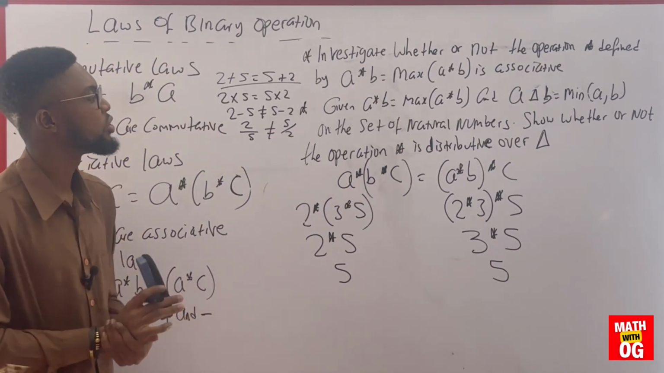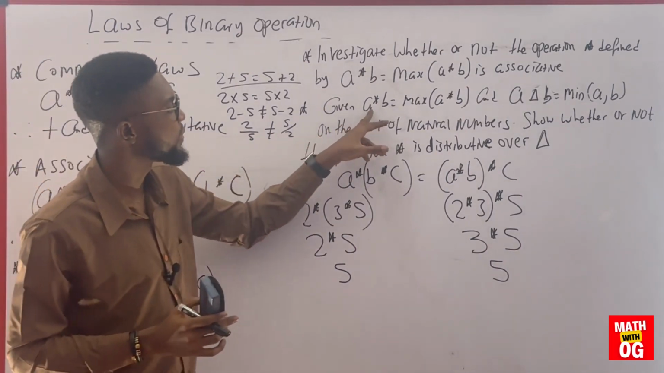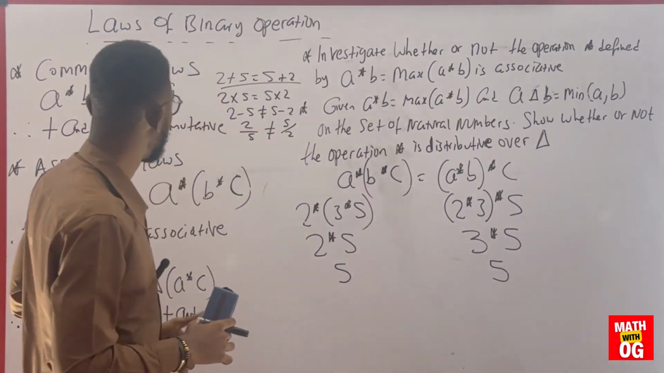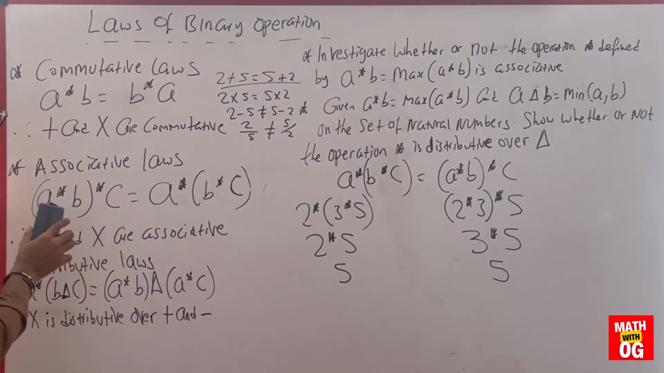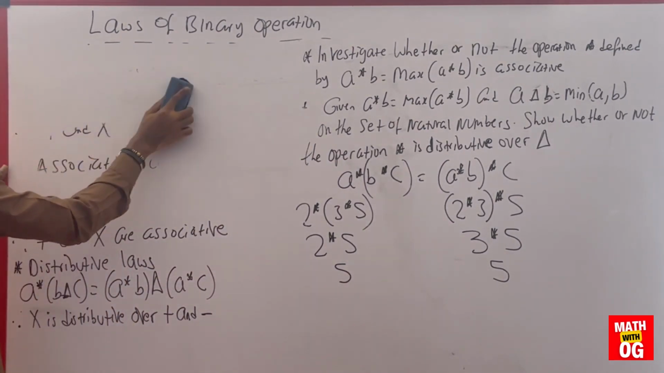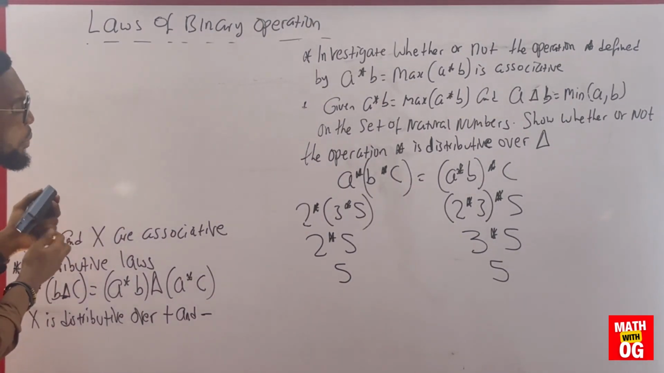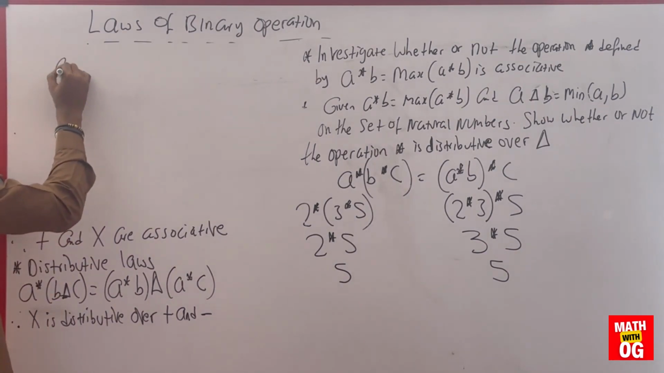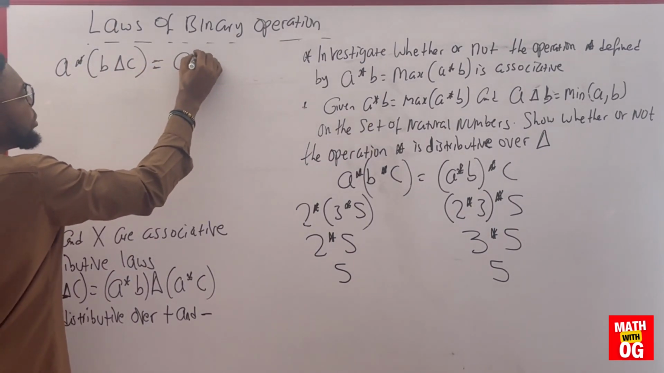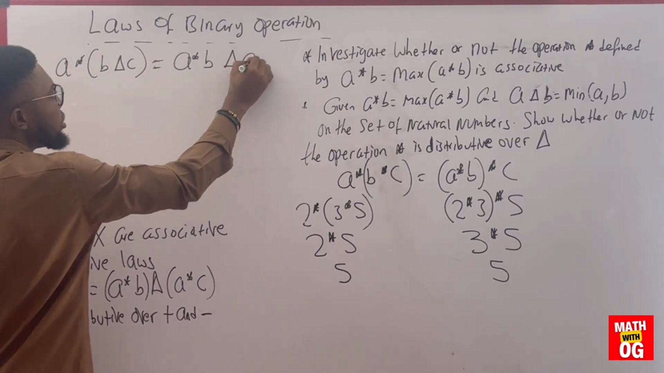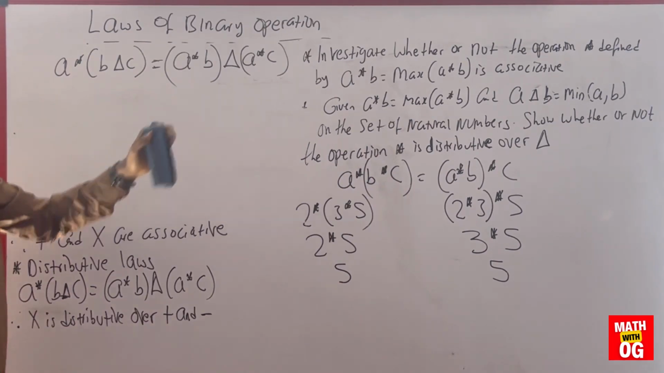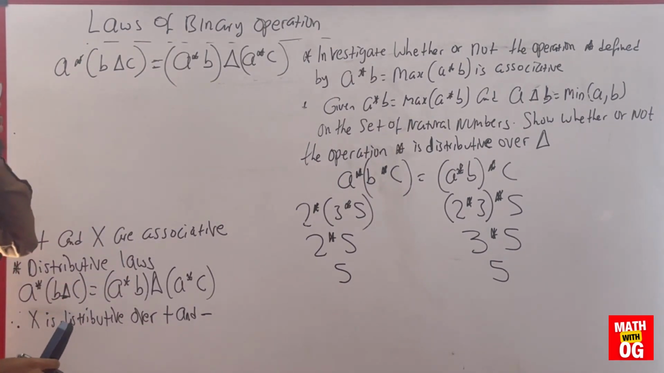Now the next one, we have to check whether or not this operation here is distributive over this operation. So let me wipe this part of the board. Now for that operation to be distributive over the other operation, it means A operation (B operation C) should be equal to (A operation B) operation (A operation C). So this is what we should have. So let's check if the left hand side will be equal to the right hand side.